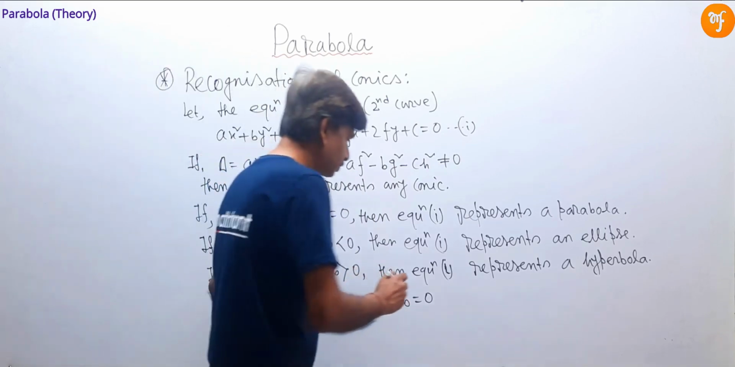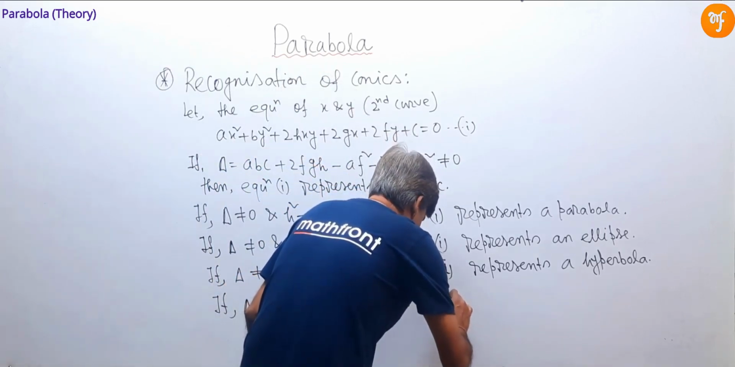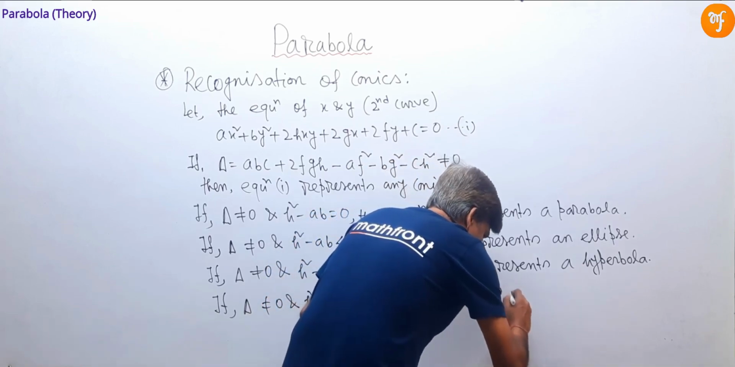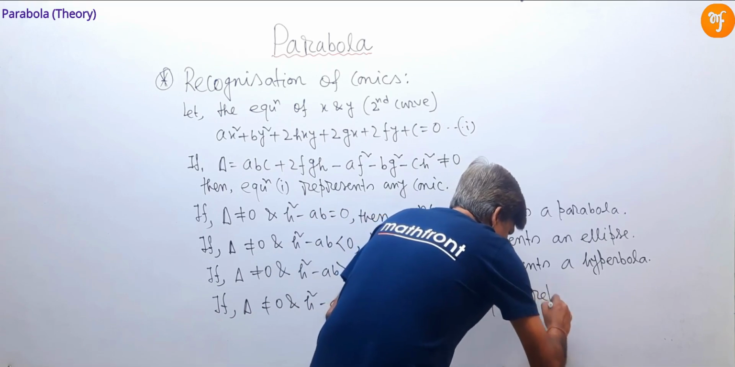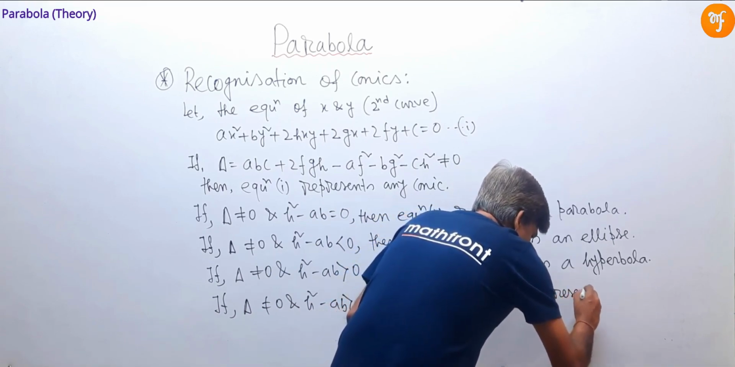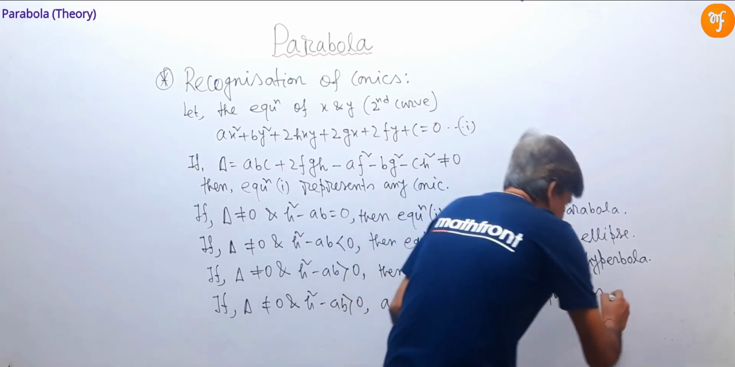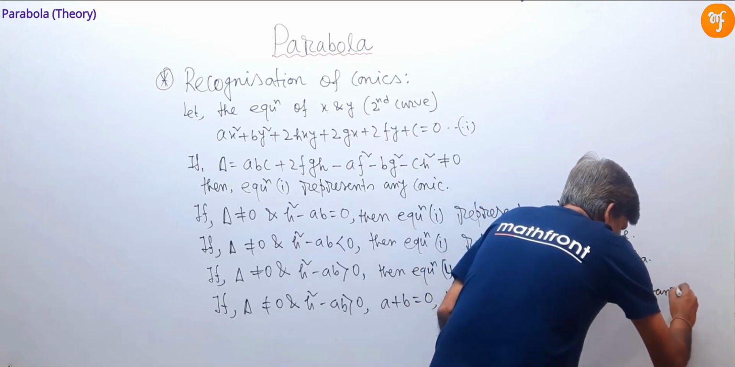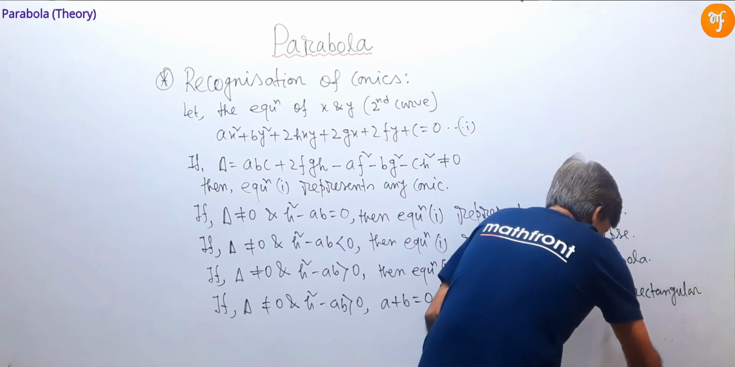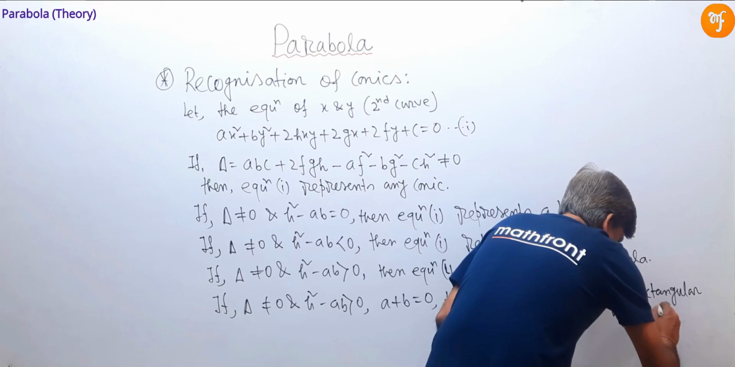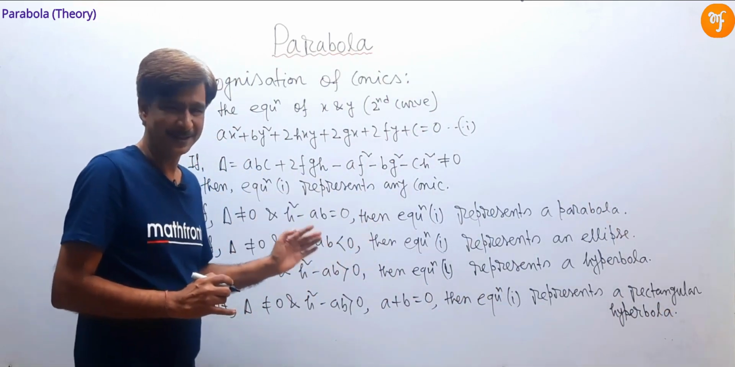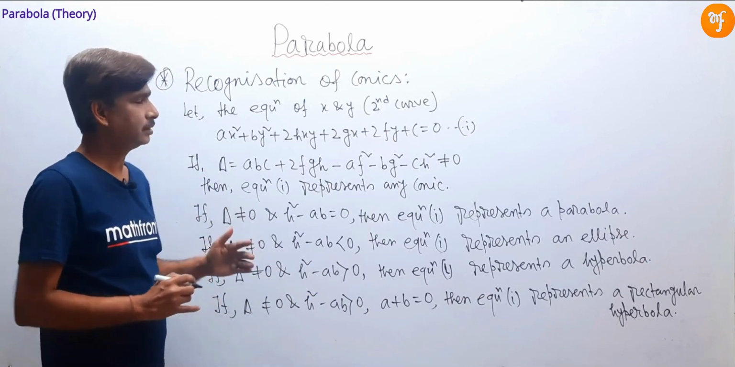Understand? Clear? So then equation 1 represents a rectangular hyperbola. You understand what I say? Clear? Okay. So what did we learn?